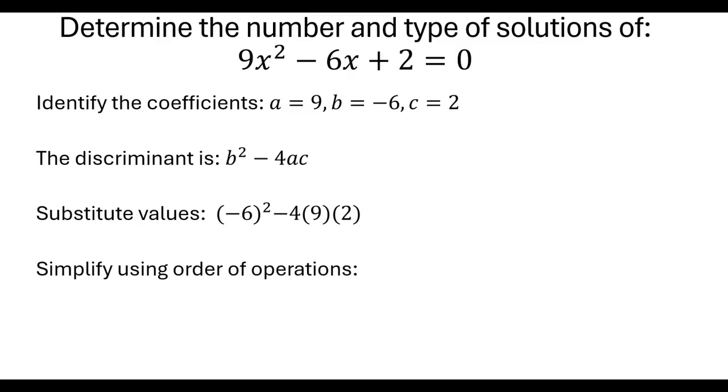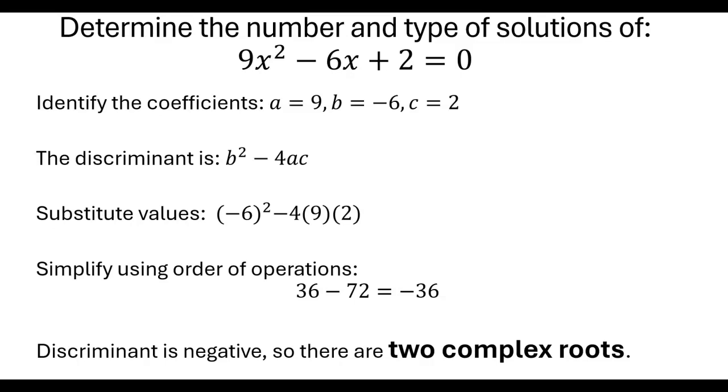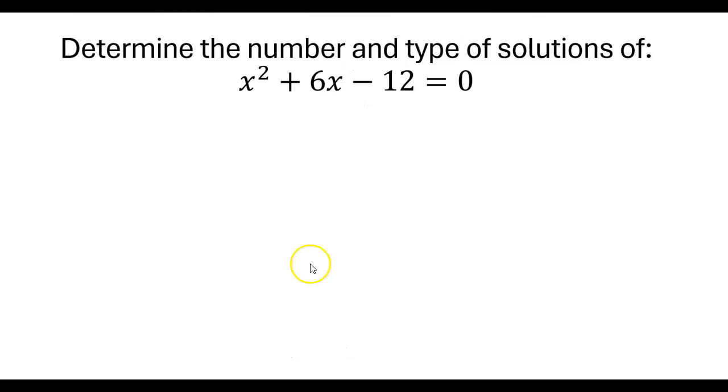And we're going to simplify using the order of operations. So negative 6 squared gives us 36, and negative 4 times 9 times 2 gives me a negative 72. So 36 minus 72 is negative 36. Therefore, our discriminant is negative 36, so we will have two complex roots. They're complex because of that negative, and there's two of them, again, because it's negative. Let's do one more example.